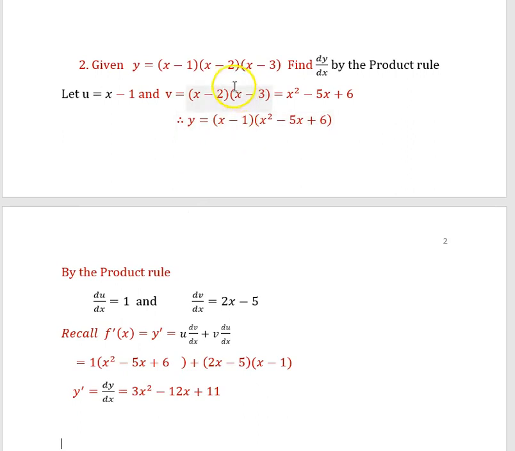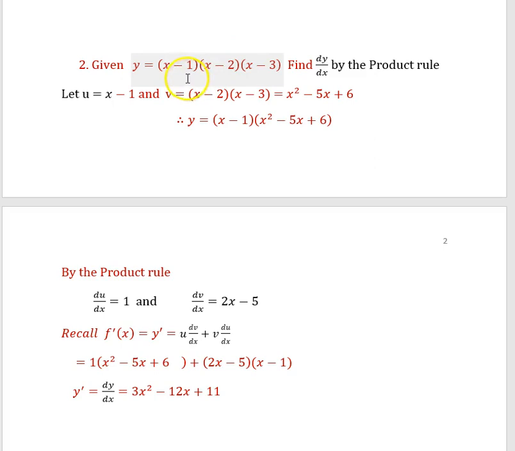In example 2 also, here you can see it's a little bit different from the first one. Here we have 3 brackets. You need not have any fear. What is necessary here is that you need to break down these 2 brackets into 1, or you can say the last 2 into 1, so that it becomes 2 brackets.